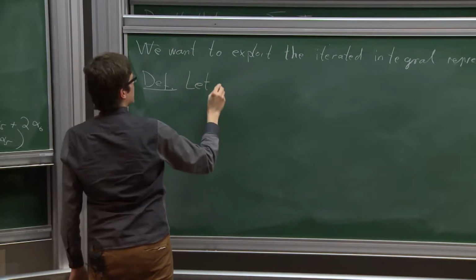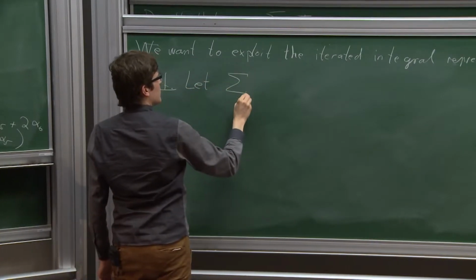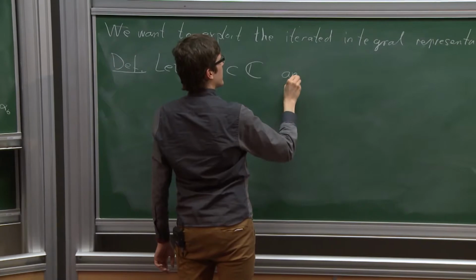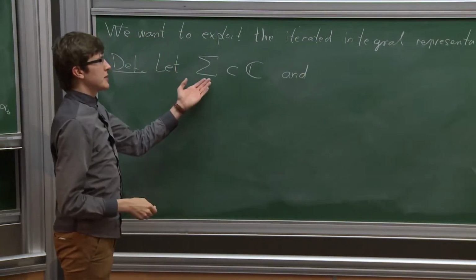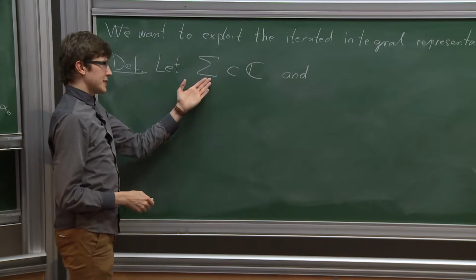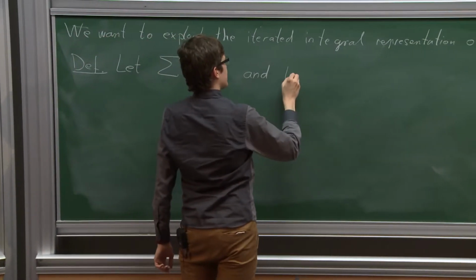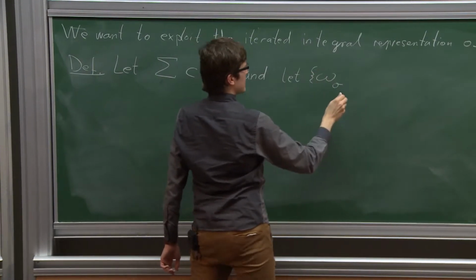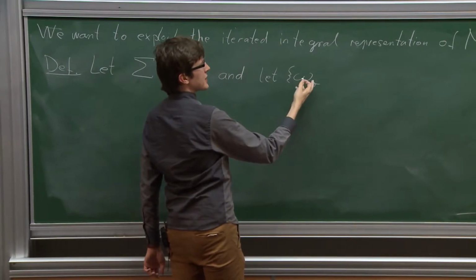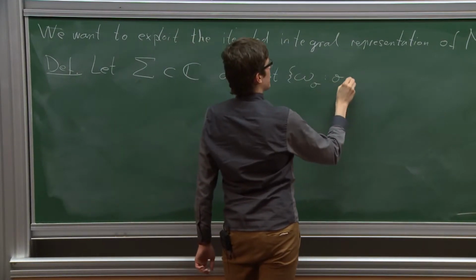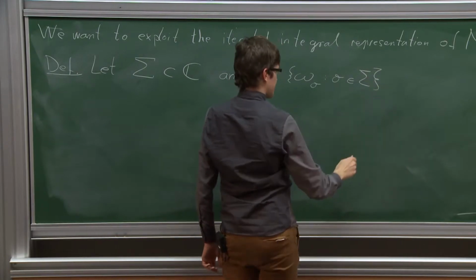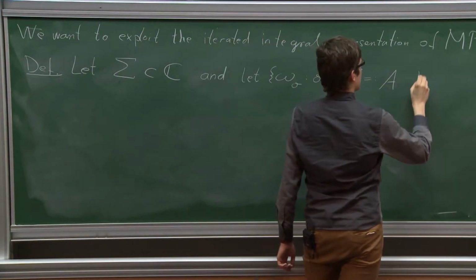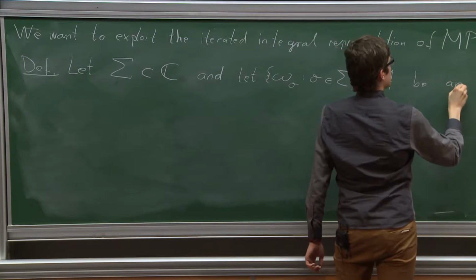And so for this, let us take a set of points in the complex plane. It should be a finite set. And we call these elements of this set singularities or letters. But I want to write them with a special symbol. So I introduce symbols omega sigma, which should indicate that this is actually representing a differential form for all these letters. So this is an abstract alphabet.